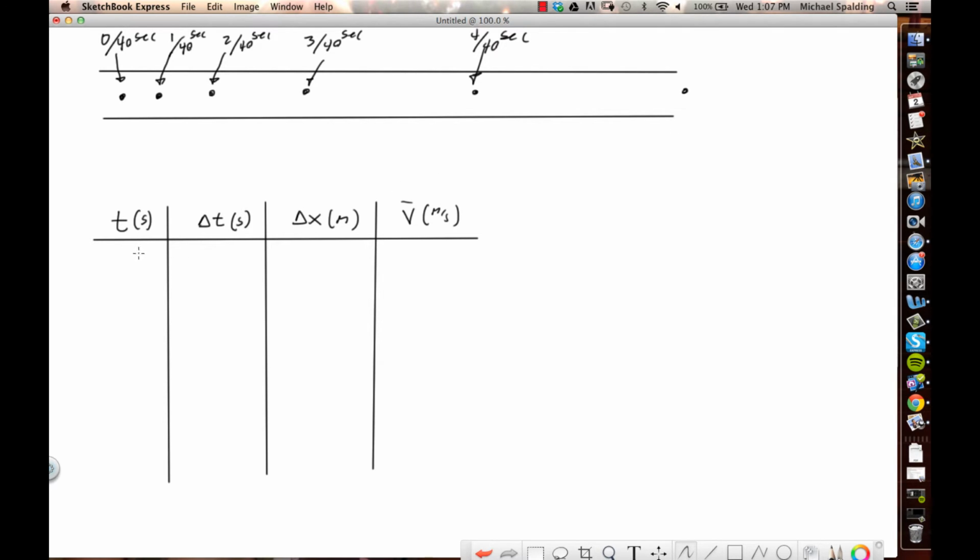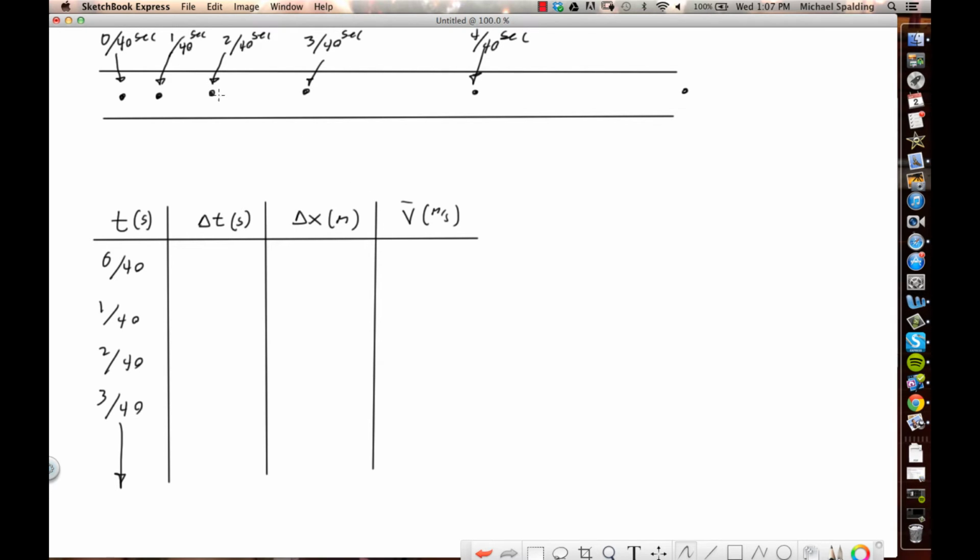Now, on your data table here, the time column, you're going to go like this. So you're going to go 0/40ths, 1/40th, 2/40ths, and then go all the way down to 15/40ths. So keep going until you get to 15/40ths. This delta x column. Okay, so ultimately what you want to figure out is the velocity at each of these points.